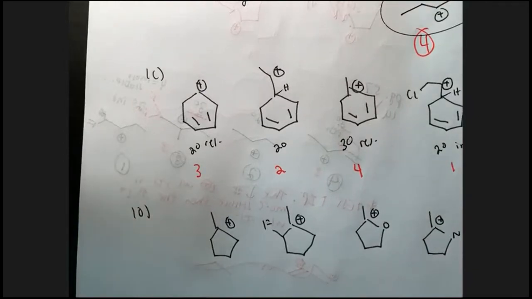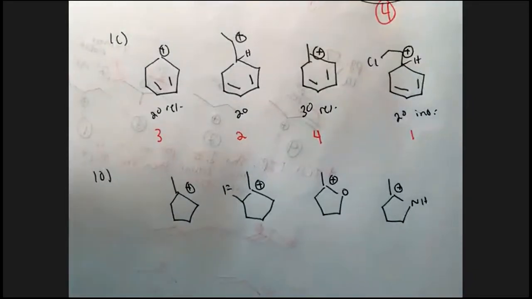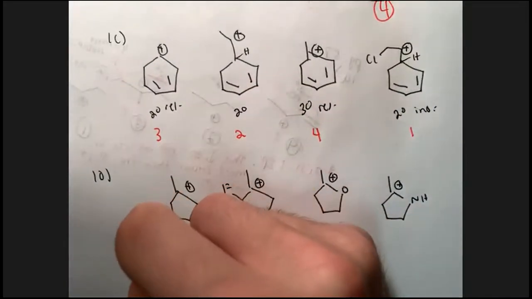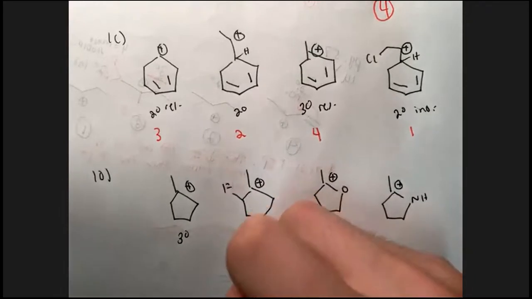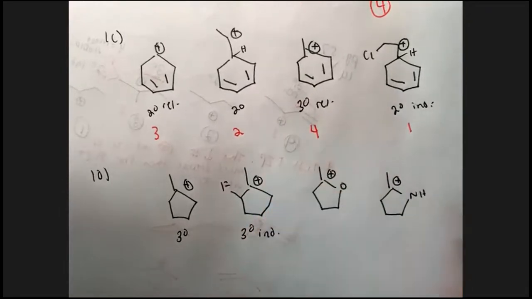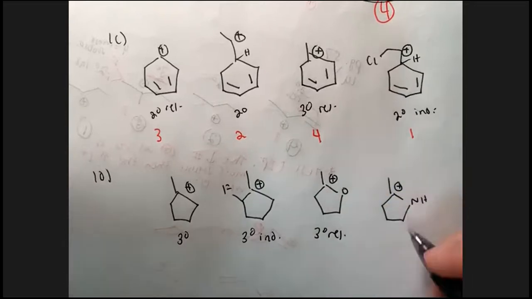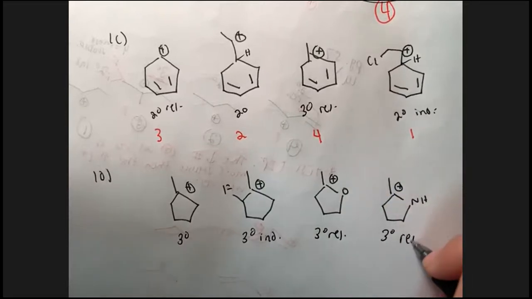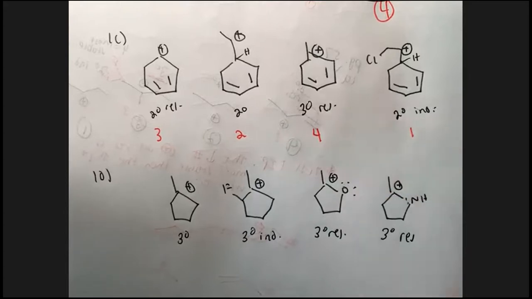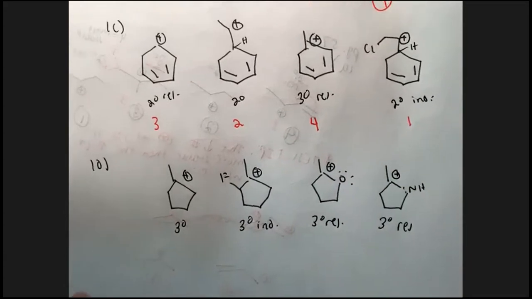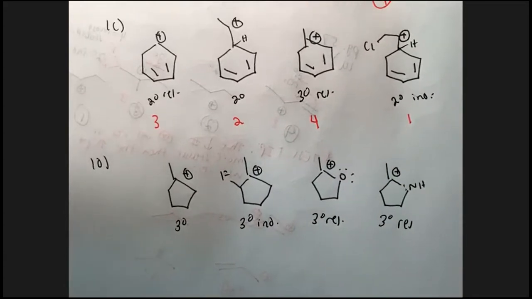Okay, so again, rank these across the board. We see that we have a tertiary here, just plain tertiary. Here we have a plain tertiary, but with induction. Here we have a plain tertiary, but resonance is possible. And here we have tertiary also with resonance possible. And resonance is possible with these lone pairs on the heteroatoms. Okay, so yes, tertiary. What am I looking at wrong? They're all tertiary.